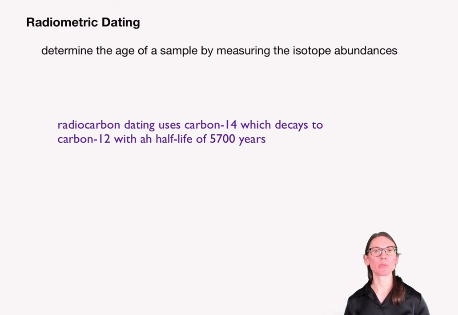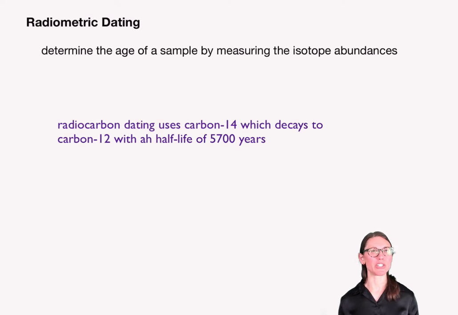The amount of carbon-14 found in living plants and animals is identical to that in the atmosphere as long as the organism is alive. But once it dies, new carbon-14 is no longer ingested to replace what is lost through radioactive decay, and that ratio of carbon-14 to carbon-12 begins to change.